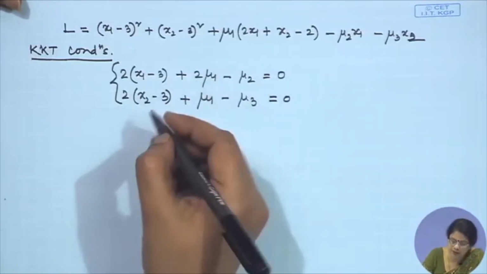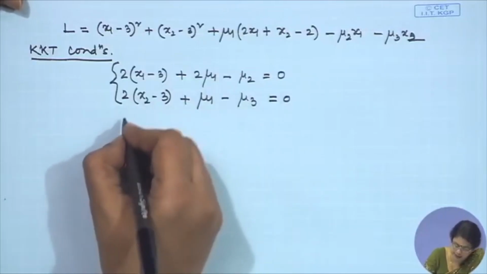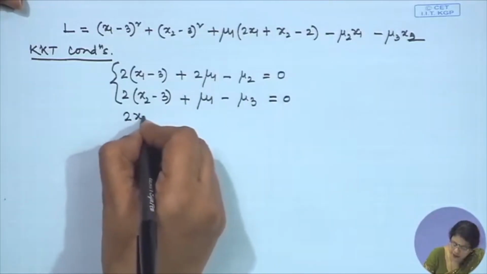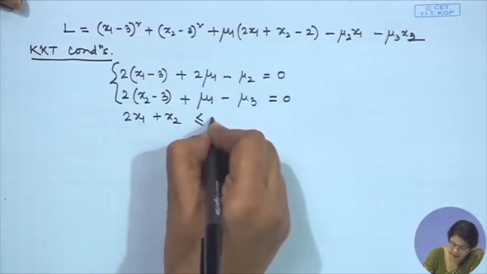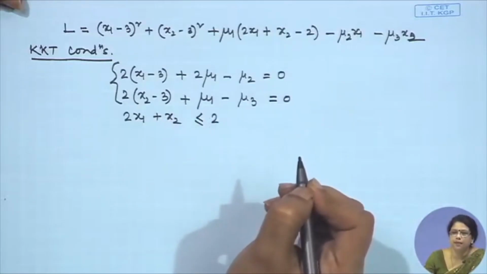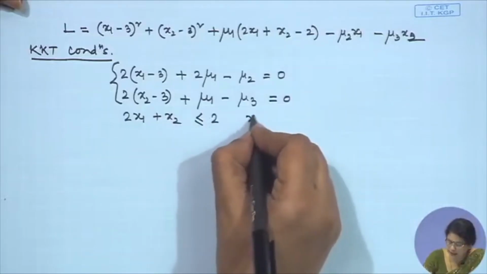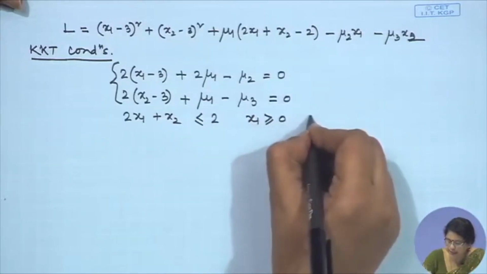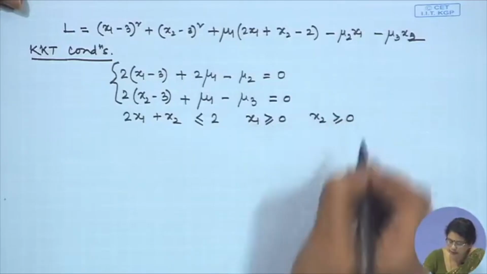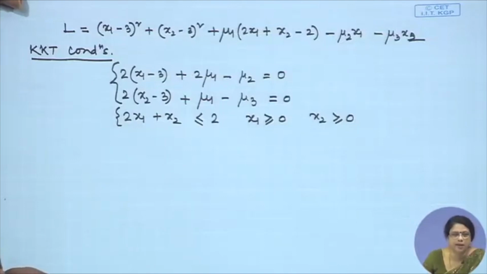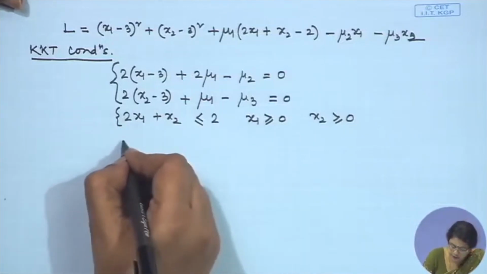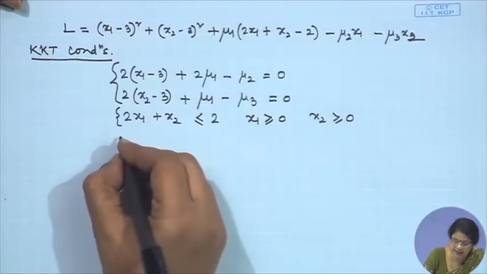If we want to have the feasibility condition, what will be the feasibility condition? Feasibility condition will be 2x1 plus x2 must be less than or equal to 2. What else? Minus x1 less than or equal to 0, rather x1 must be positive, x2 must be positive. These are the feasibility conditions. And let us go for the complementary slackness condition.